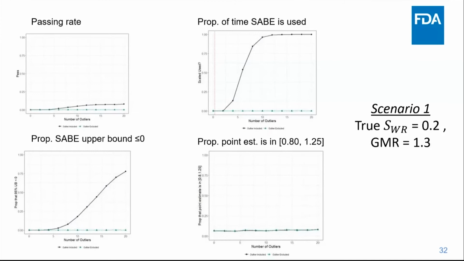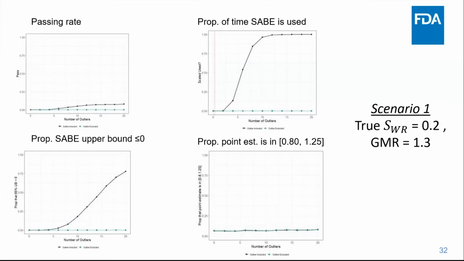The green curve is the case when the outliers are excluded from the data, whereas the blue curve is when outliers are included. In the first case, for the passing rate, we see a very low passing rate in both scenarios, including or excluding outliers, but a slightly higher passing rate when including outliers. We have a dramatically increased proportion of time when we use the scaled approach when the outliers are included. As mentioned earlier, this is expected and reasonable. Also, we have a higher proportion of time when the scaled upper bound is less than 0, again similar to the previous result. However, the point estimate remains stable under both scenarios of including and excluding outliers.